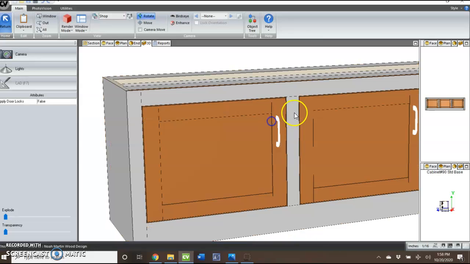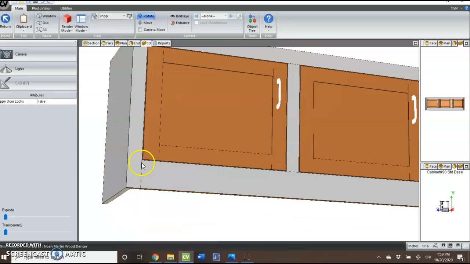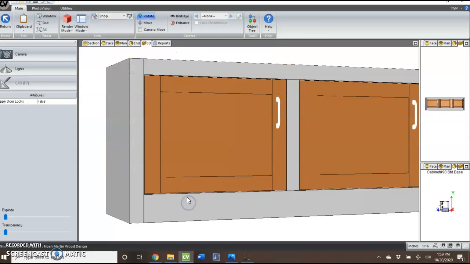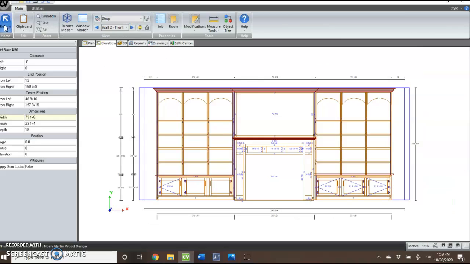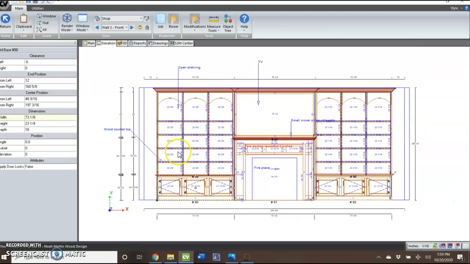So if we're looking at the door, its face frame being here, and the door is set inside that face frame. Note the cabinet just goes to the floor. There's no recessed toe kick. There really isn't a need for that. Okay, let me know what you think. Thank you.